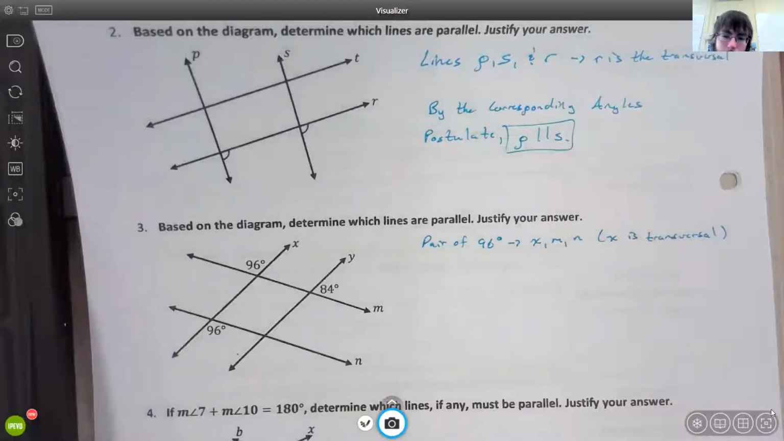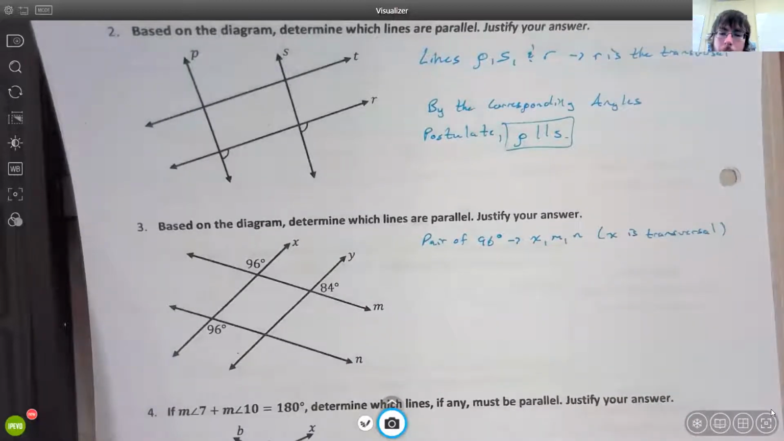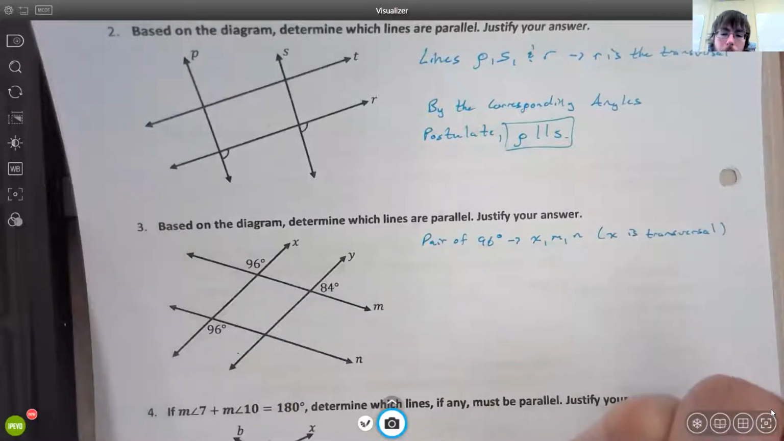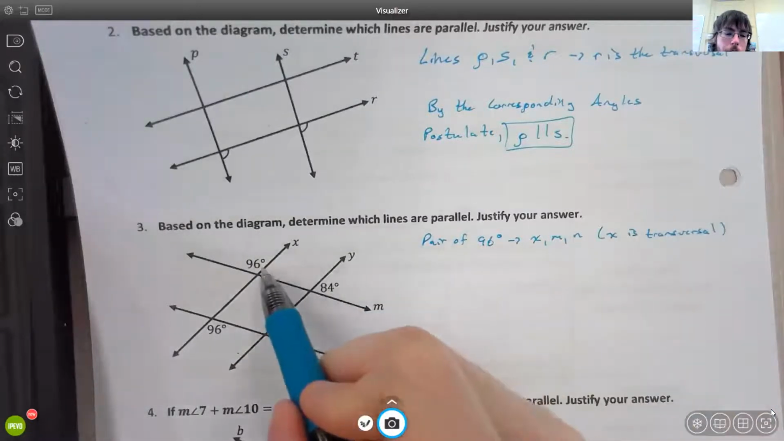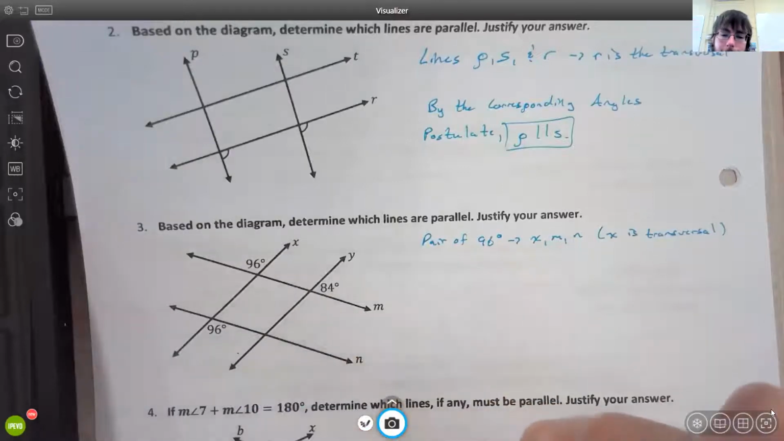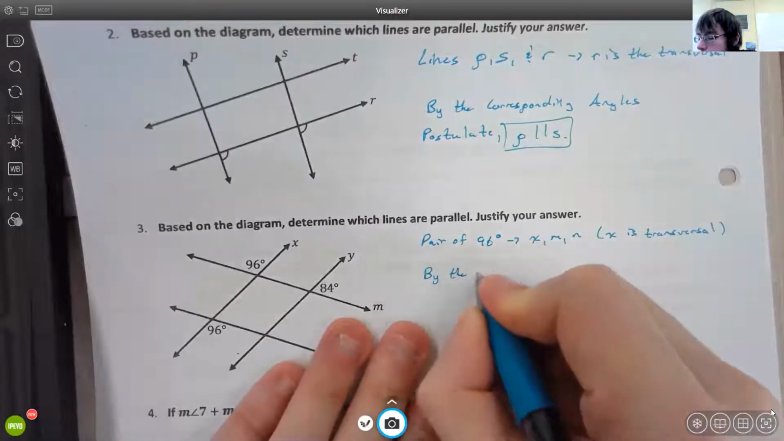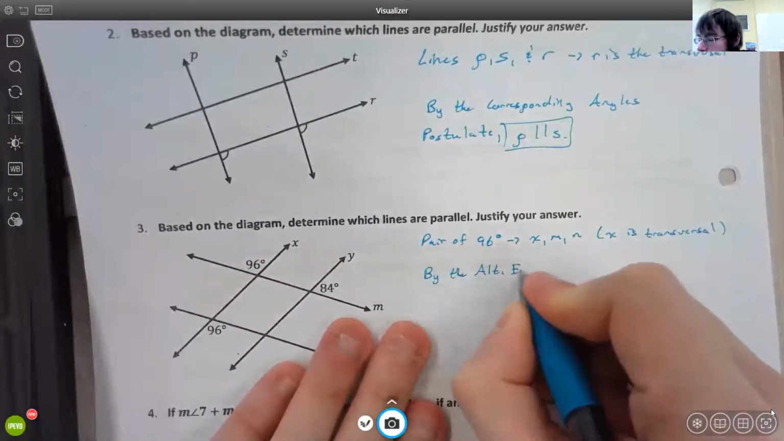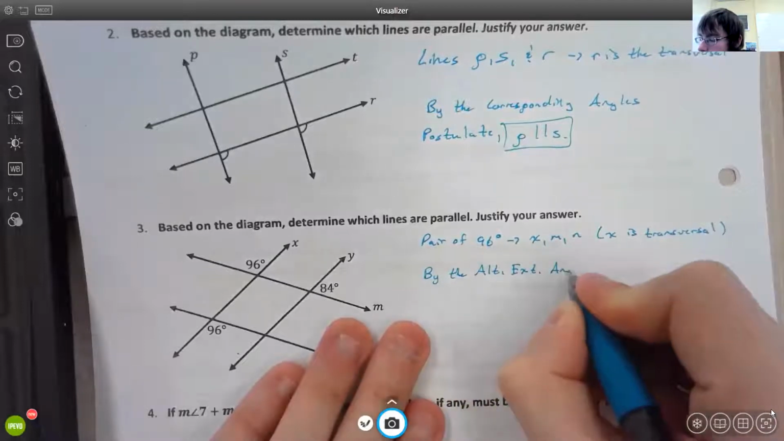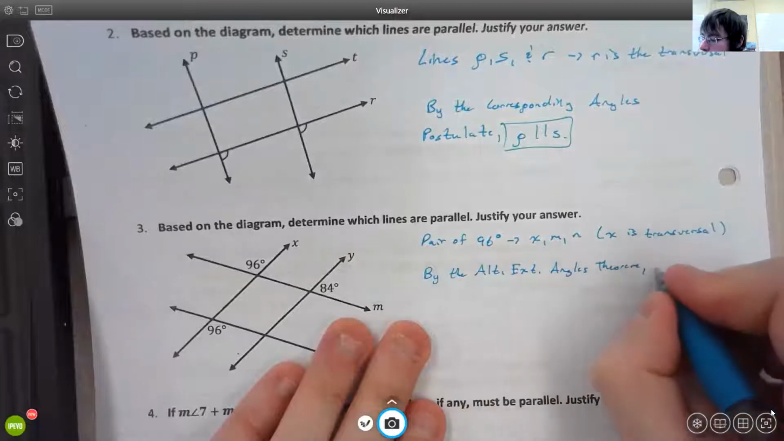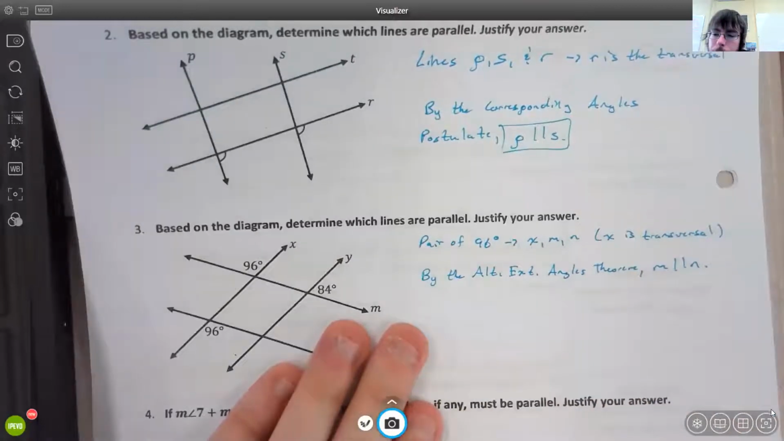So X is the transversal. Now, these are congruent angles. We have to see what type of angles they are. They are alternate exterior angles, which indeed should be congruent. So by the alternate exterior angles theorem, M is parallel to N.